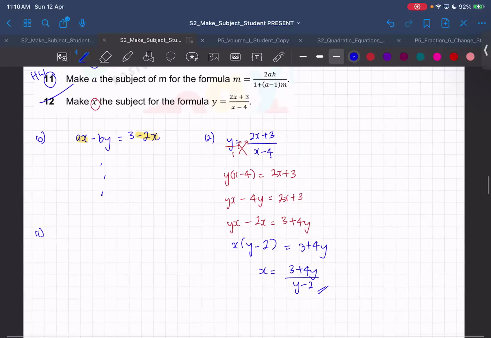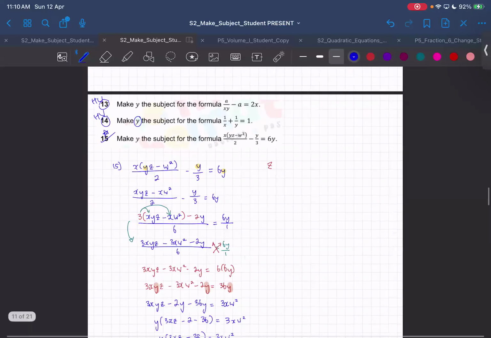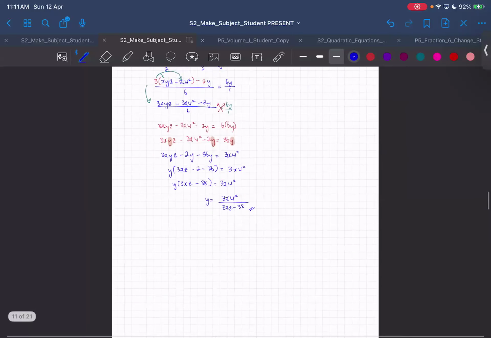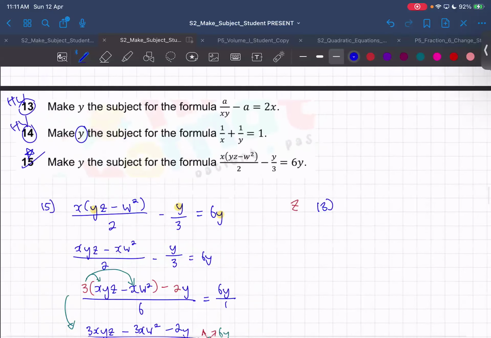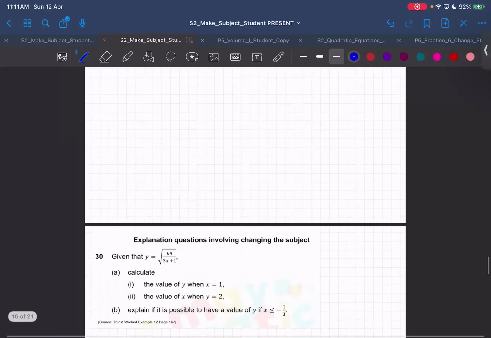For question 11, the final answer you should get is A equals m squared minus m over m squared minus 2n. You all get this? If not, I can go through. Anyone want me to go through? No? Okay. Question 13. The homework was 11, 13, 14, and 17, 22, 23, 25. Yeah, that's it.